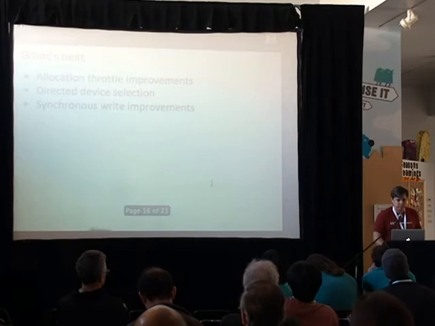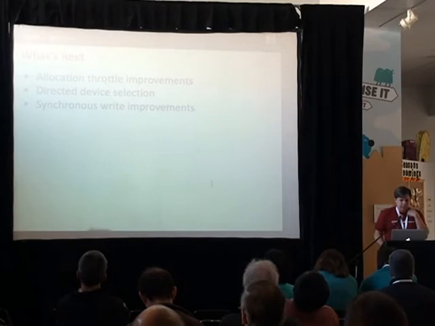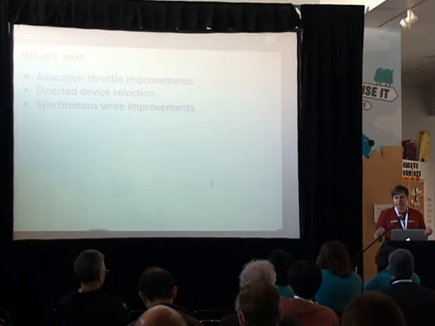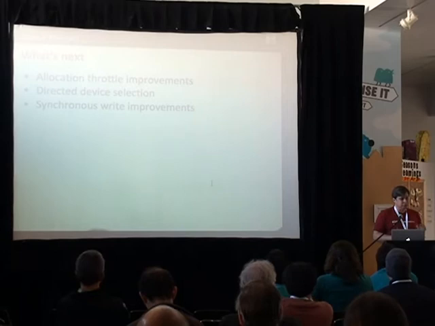So what's next on this, and where do we go from here? We definitely want to look more at the allocation flow. We think that there's more room to make some enhancements there. That code is mostly complete, but we have some things that we want to tweak. We want to specifically look at directed device selection.